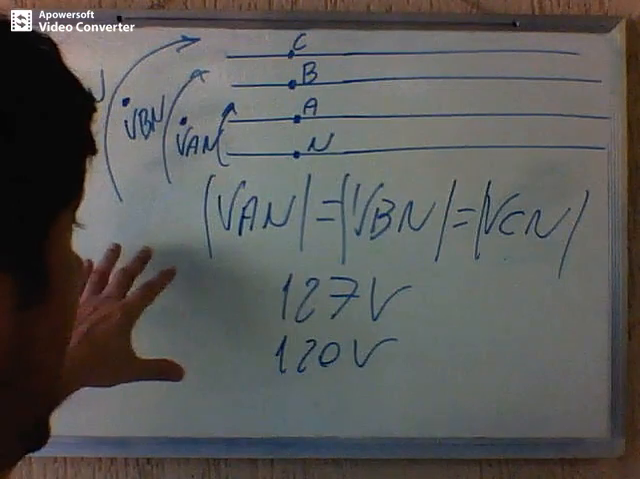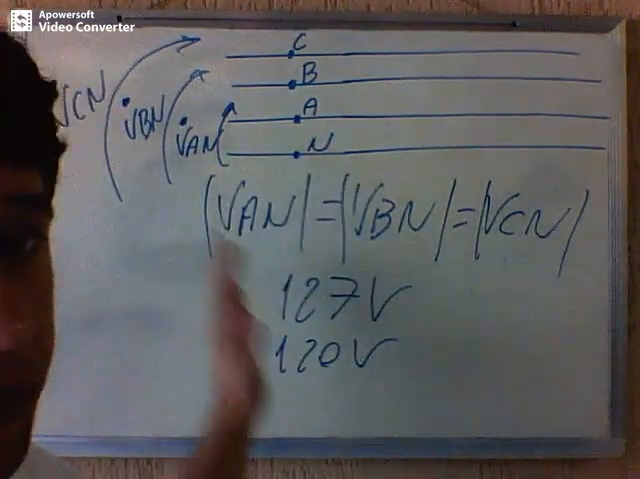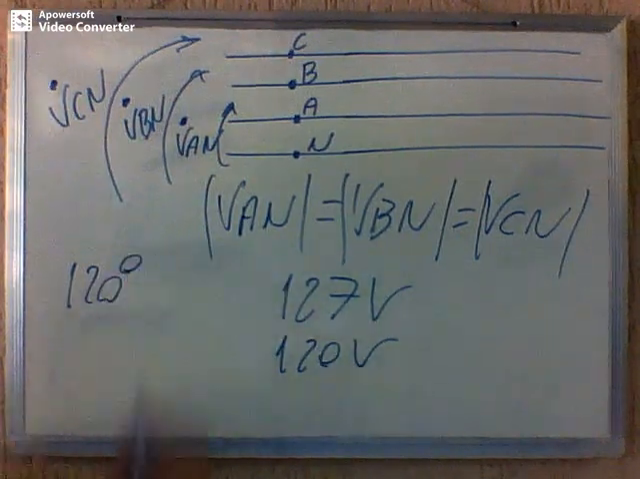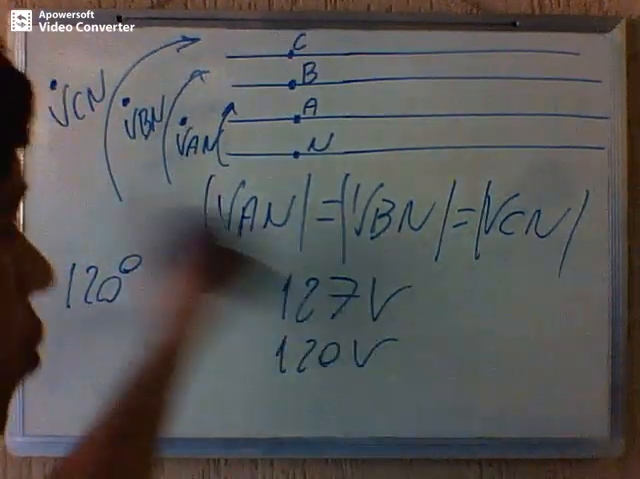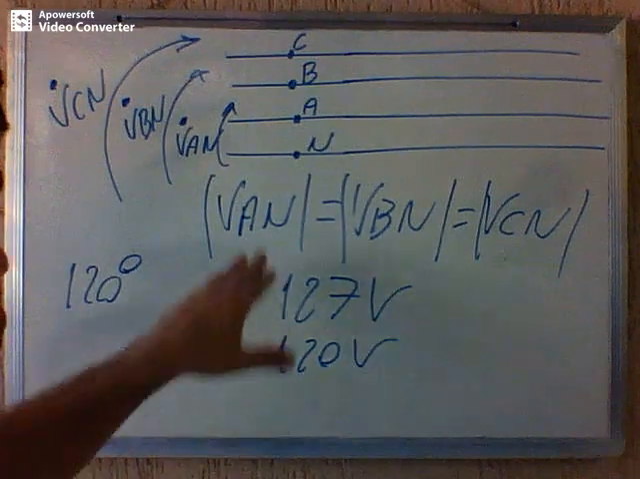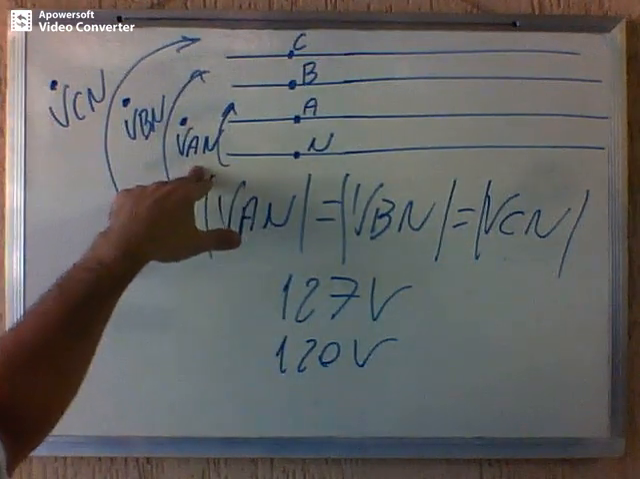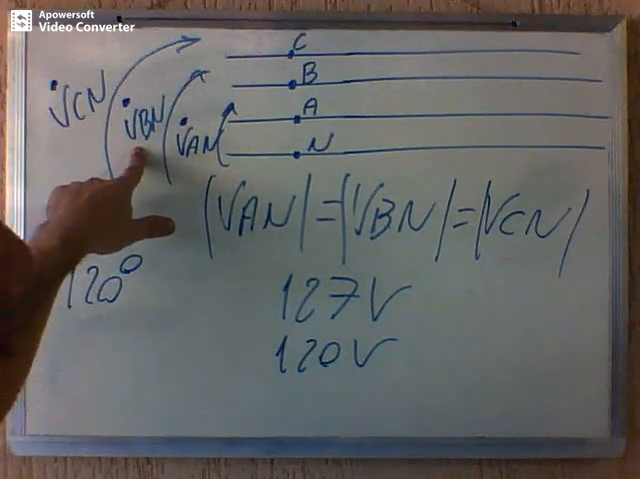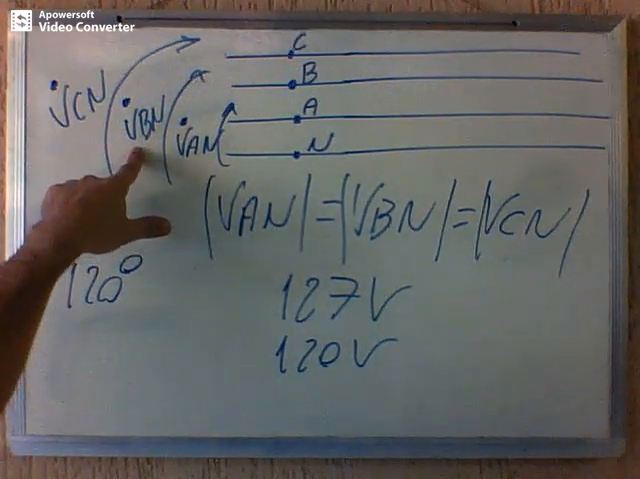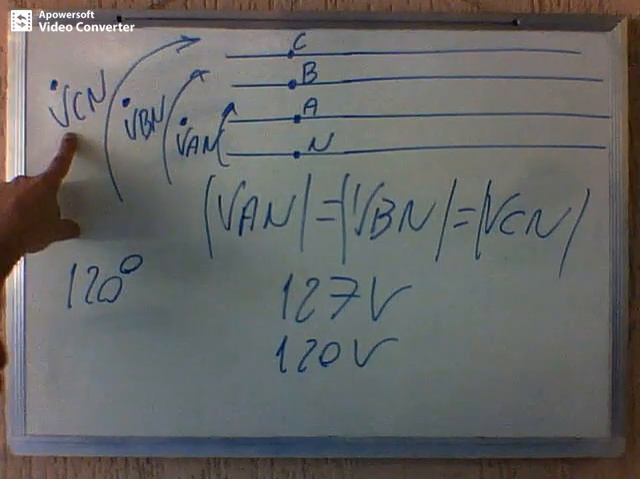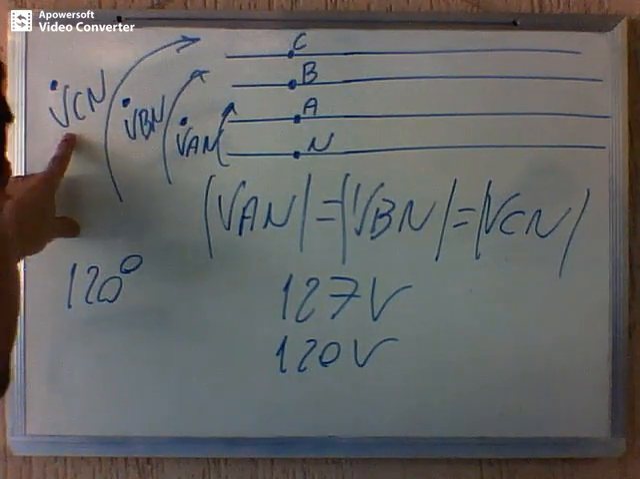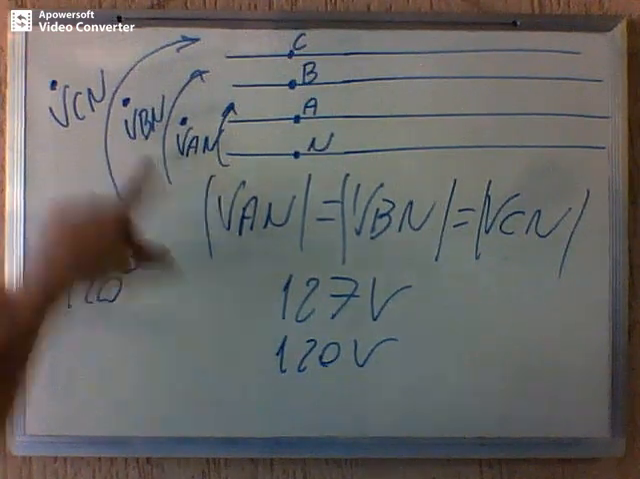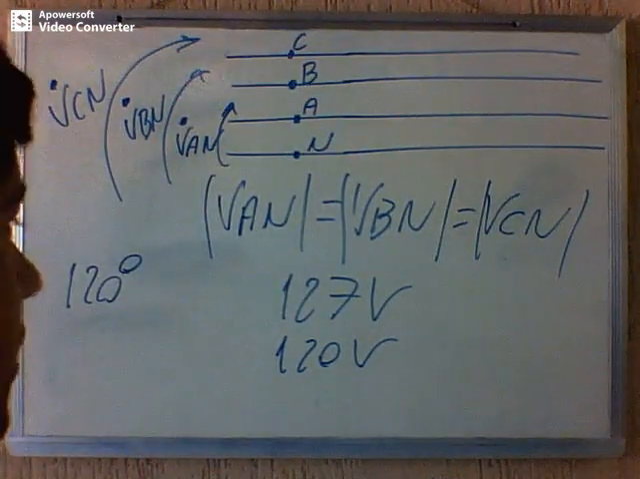If the system is balanced, every one of them will be shifted by 120 degrees from one another, all right? So VAN is going to be 120 degrees in front of VBN, leading VBN, and VCN is going to be 120 degrees behind, or lagging, VBN. All right? Did you understand that?